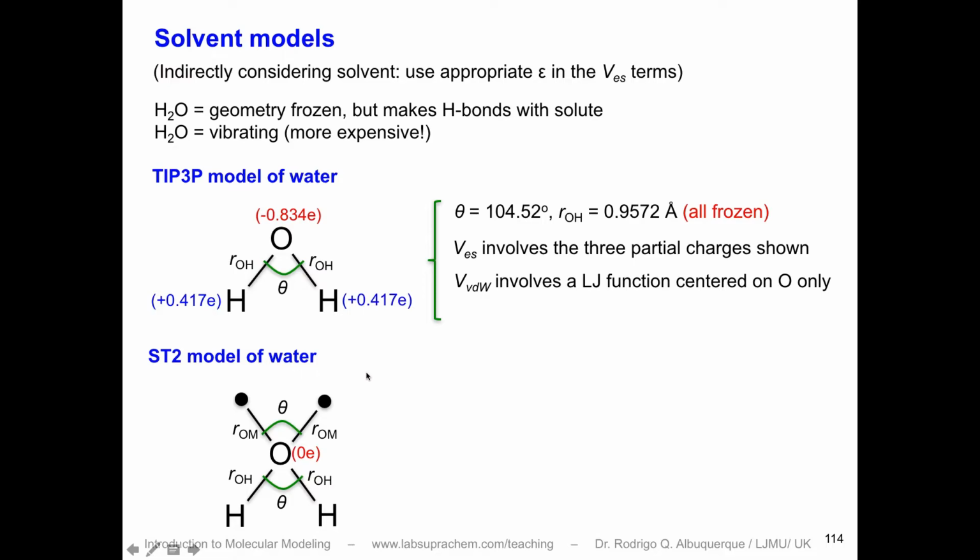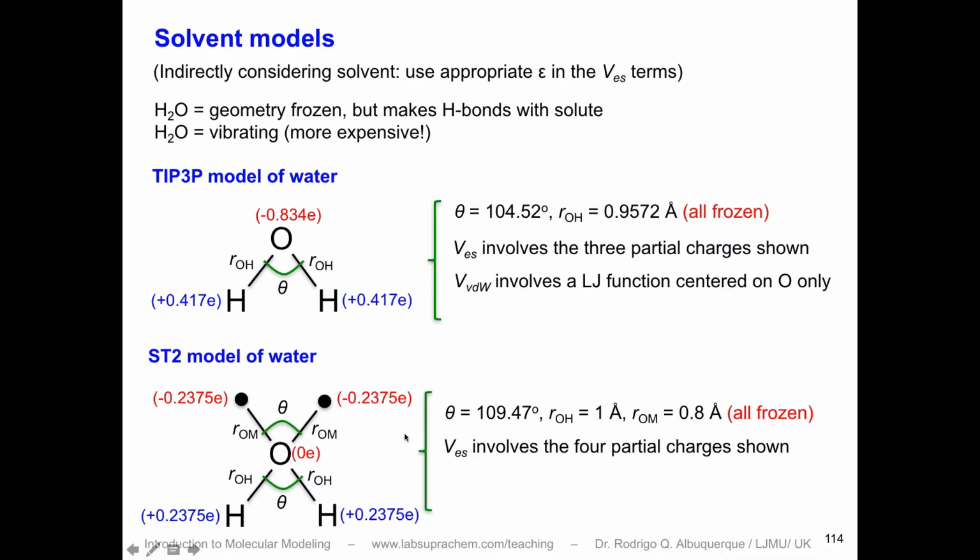Here there is a second model called ST2. Here there are 4-point charges. Two of them, these black points, are just simulating the lone pairs of the water molecule. And again, the geometry is frozen. So this bond distance is the same as this here. This distance is the same as this, and the angle theta is constant. In this case, the oxygen has no partial charge. So the oxygen has a charge of 0. Here we have slightly different parameters for the angle and for both distances shown here. And during the simulation, all of it is frozen, so no internal degrees of motion. Now, the electrostatic part involves 4 points. It involves these partial charges, which represent the lone pairs of the water molecule, and both hydrogens.